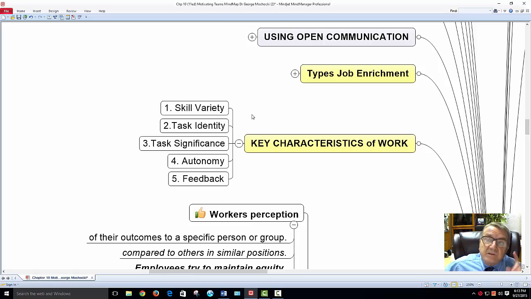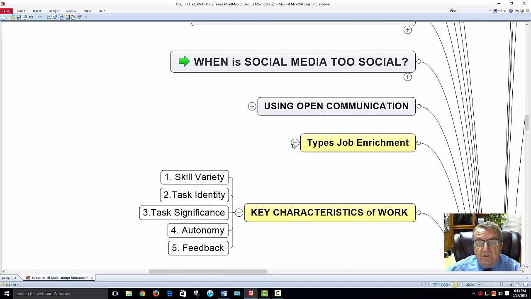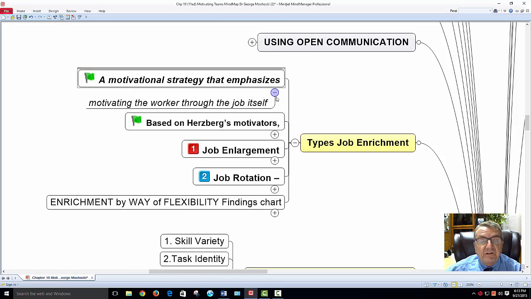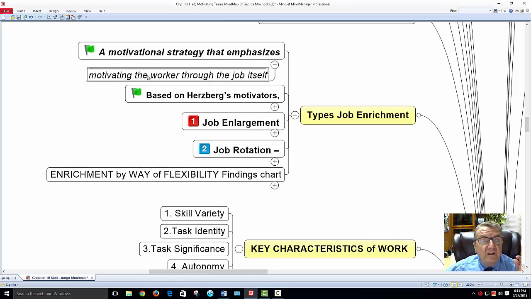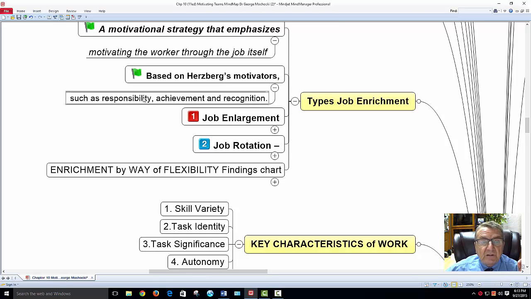Skill variety, task identity. I can identify the task. Task significance, autonomy. You tell me what the goals are, and I can get to it myself. And feedback. I let them know how to do it. Types of job enrichment, a motivational strategy that emphasizes motivating the workers through the job itself, based on Herzberg's motivators such as responsibility, achievement, and recognition.